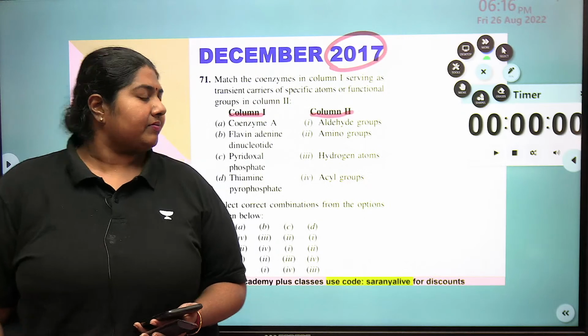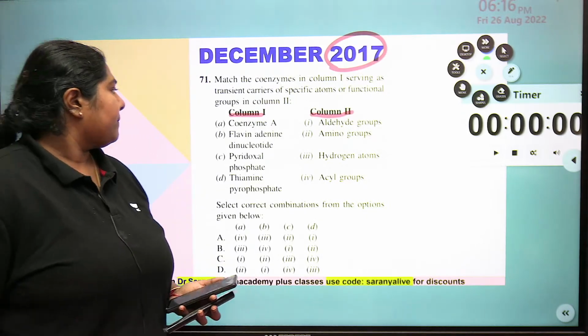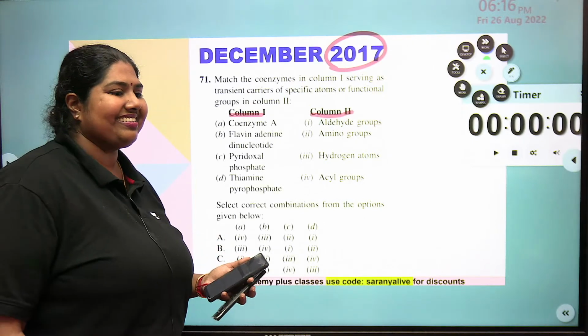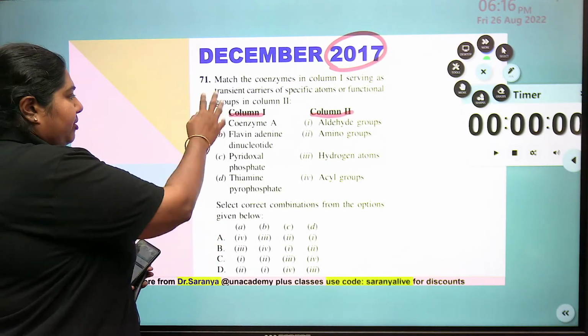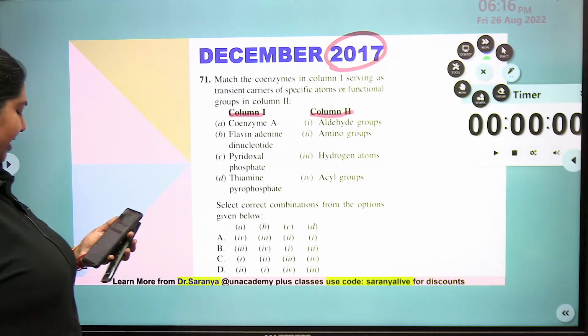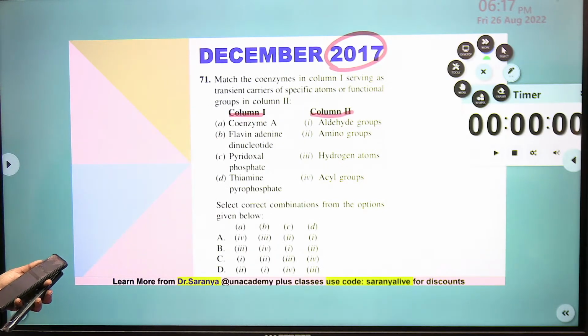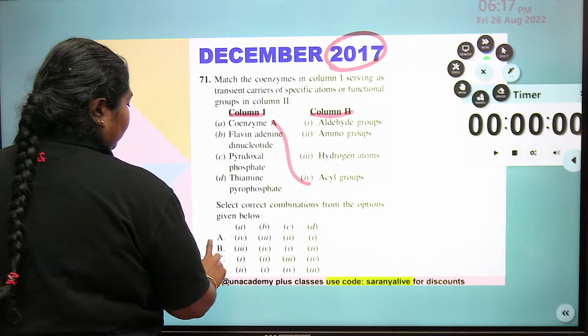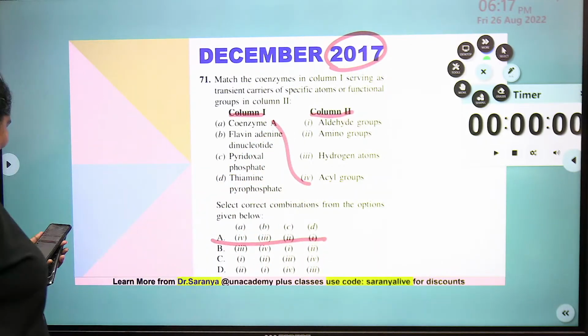Compare and give the answer. Coenzyme A, FAD, same; pyridoxal phosphate, same. Only one they have changed. It is the thiamine, isn't it? Apart from thiamine, all others remain the same. Okay, right, good. So with the coenzyme A only you will fix, isn't it? So A is 4. With that only you know that A is the answer.